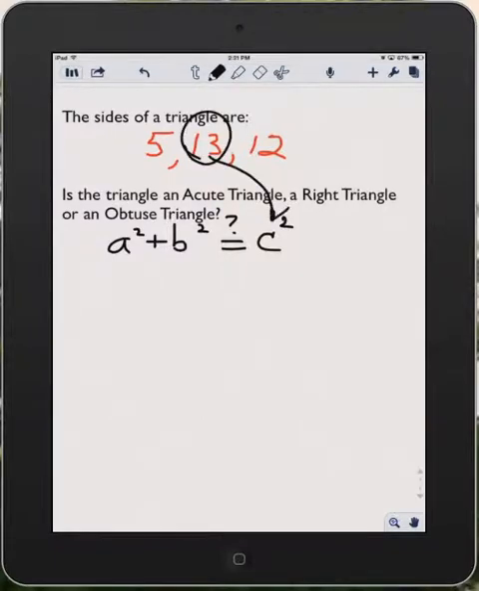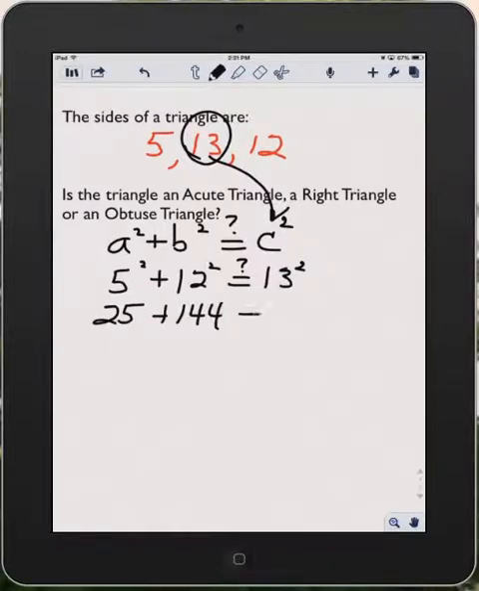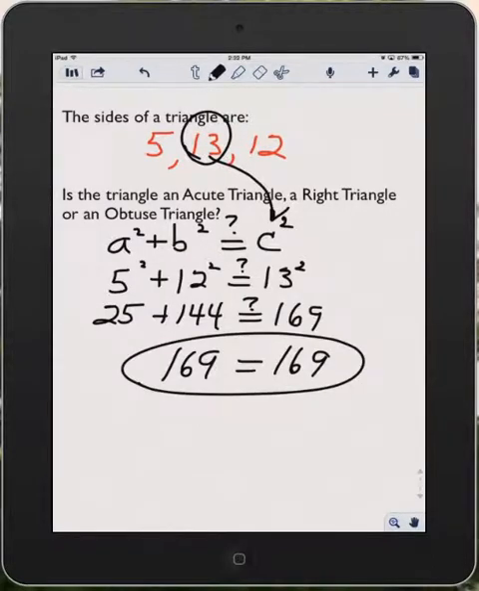So 13 is obviously the largest number here. We have 5 squared plus 12 squared. Does that equal 13 squared? So 25 plus 144. Does that equal 169? In this case, 169 does equal 169. When the two sides are equal, it is a right triangle.